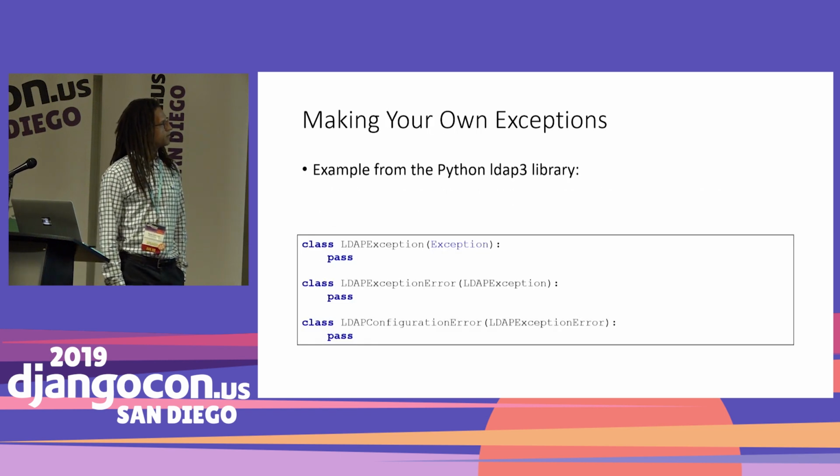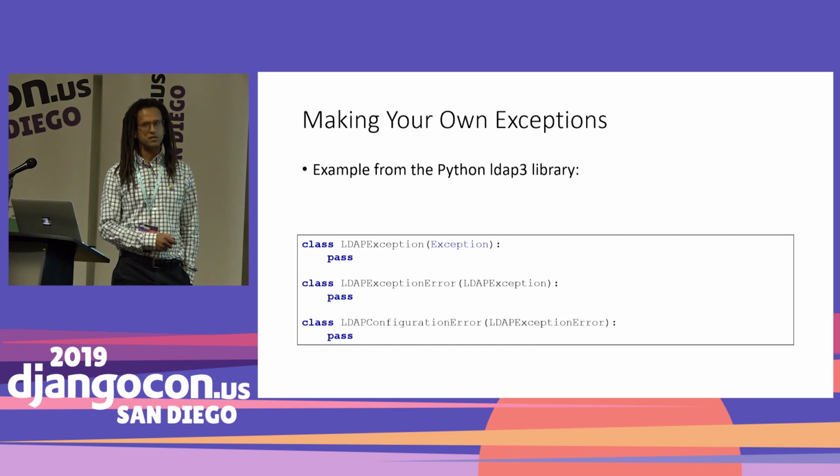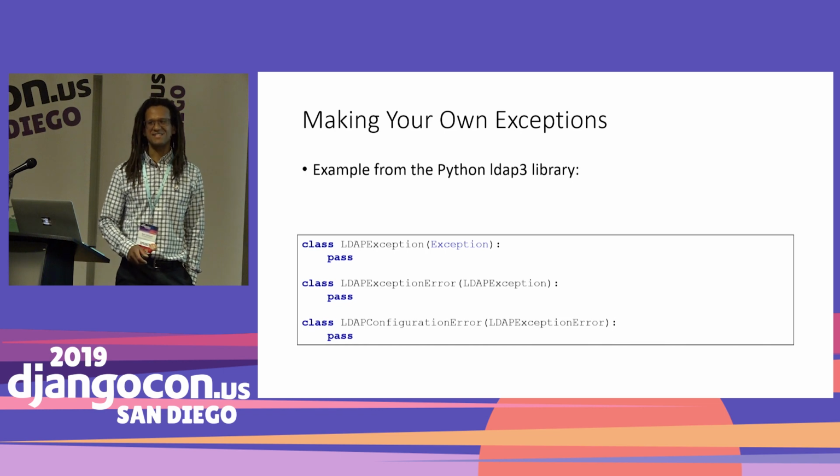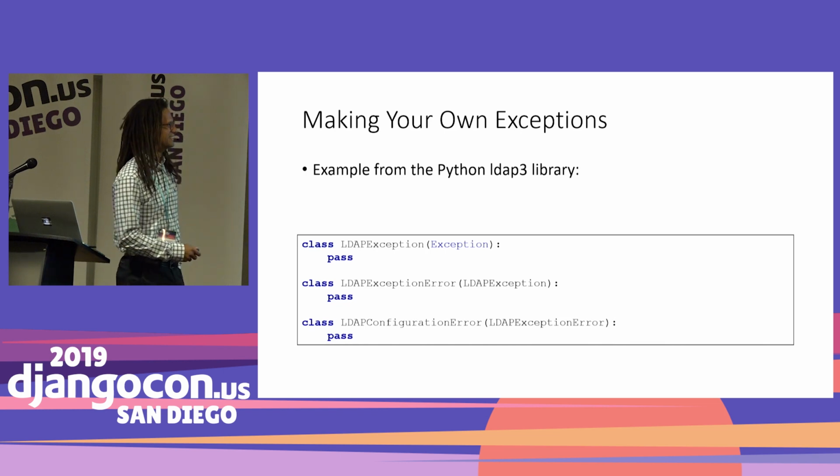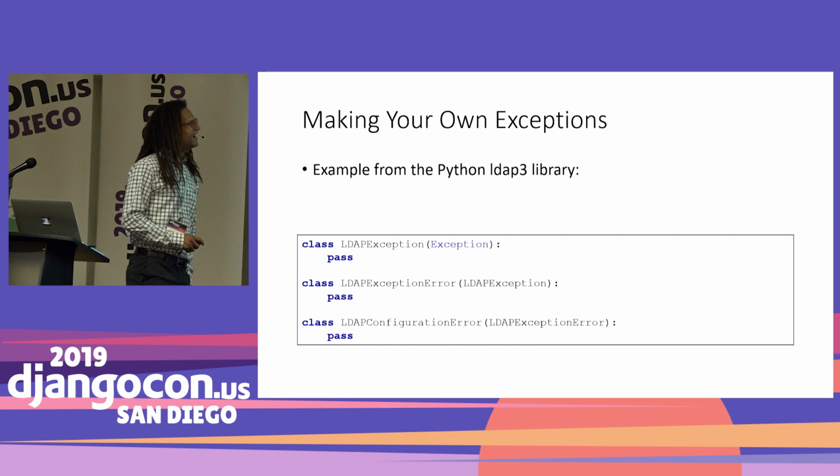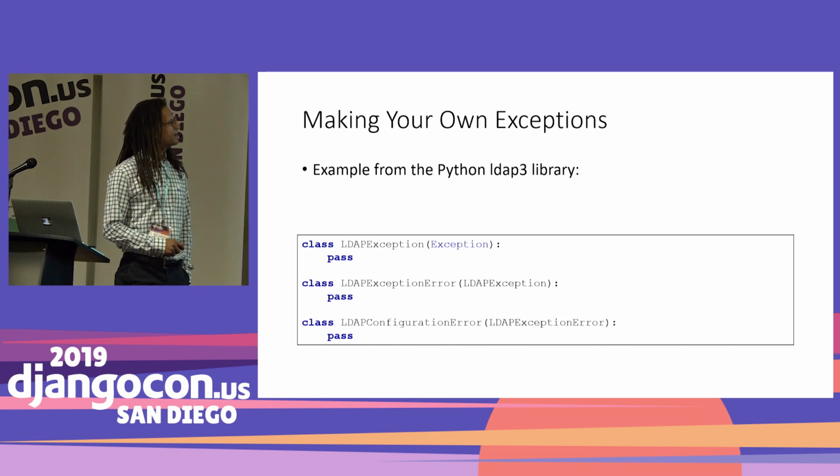Here's a slide on making your own exceptions. I thought about taking this out, but I think it's a cool slide because it's taken directly from Python's LDAP3 library. Anybody here use LDAP? Yeah, that's fun, right? When you use the LDAP3 library, you'll end up with LDAP exceptions, LDAP exception errors, and LDAP configuration errors, amongst a whole bunch of different exceptions.